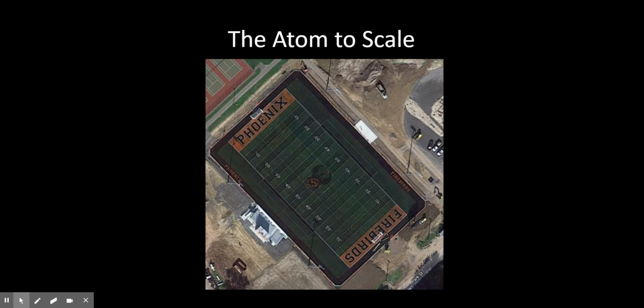Just to give you some sort of scale as to what this looks like, this is Phoenix's football field. It's a newly completed football field. If you put a quarter on the 50-yard line, the rest of the diameter of the atom would basically be end zone to end zone. So this nucleus that we're talking about is super small compared to the entire volume of the atom.